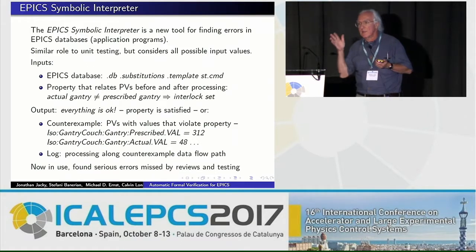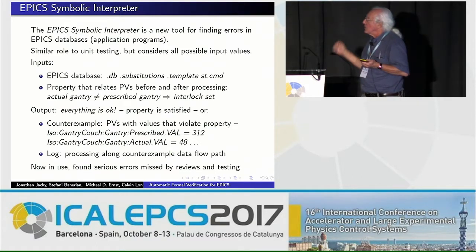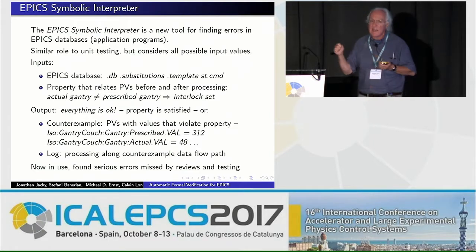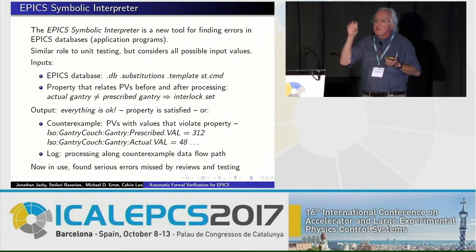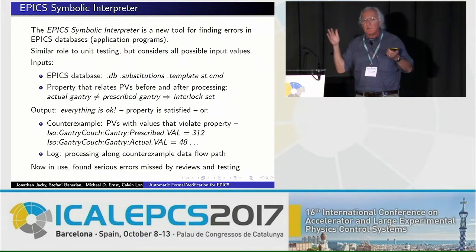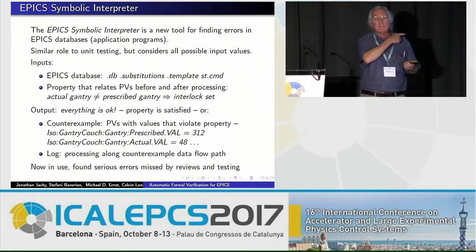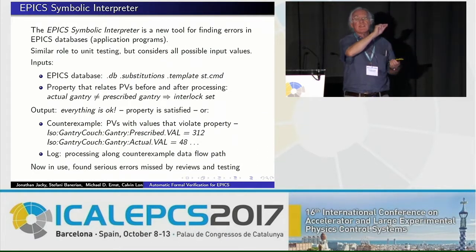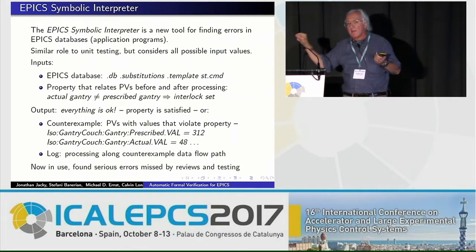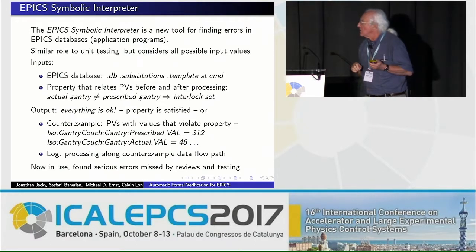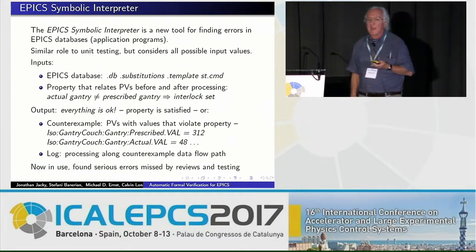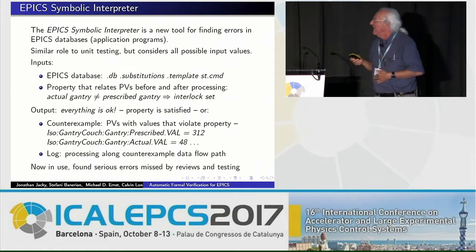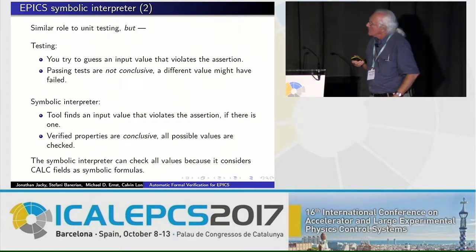And then the tool checks that, and either the property is satisfied, or if it's not satisfied, it shows you a counterexample. It actually shows you the values of the EPICS PVs in the state where the failure occurs. And it also generates a trace, which is all the processing along the whole data flow path in which the error occurs. So we have actually found serious errors in our program that we missed by unit testing and by reviews. In particular, that gantry angle code was in fact wrong, and this tool found it.